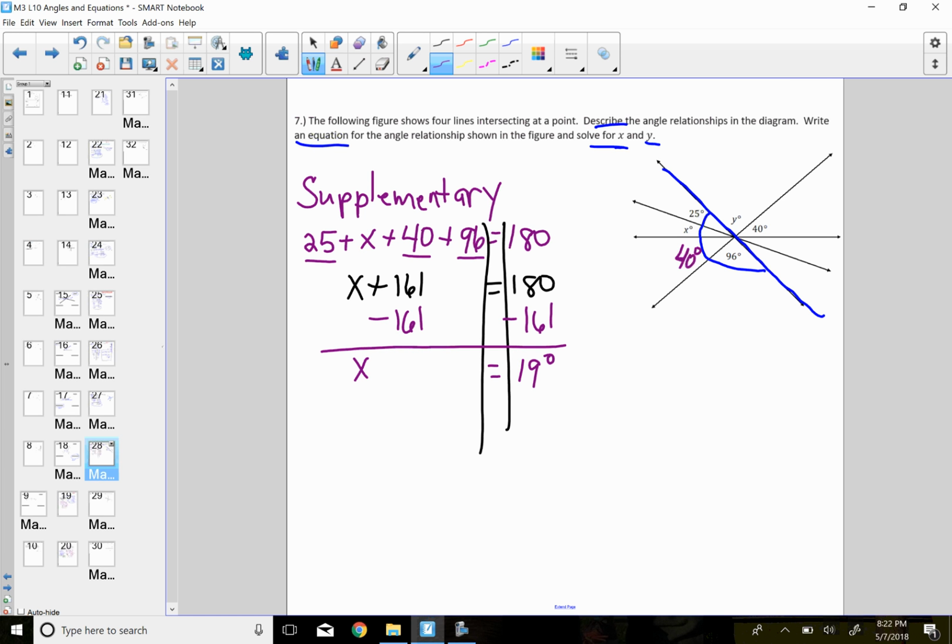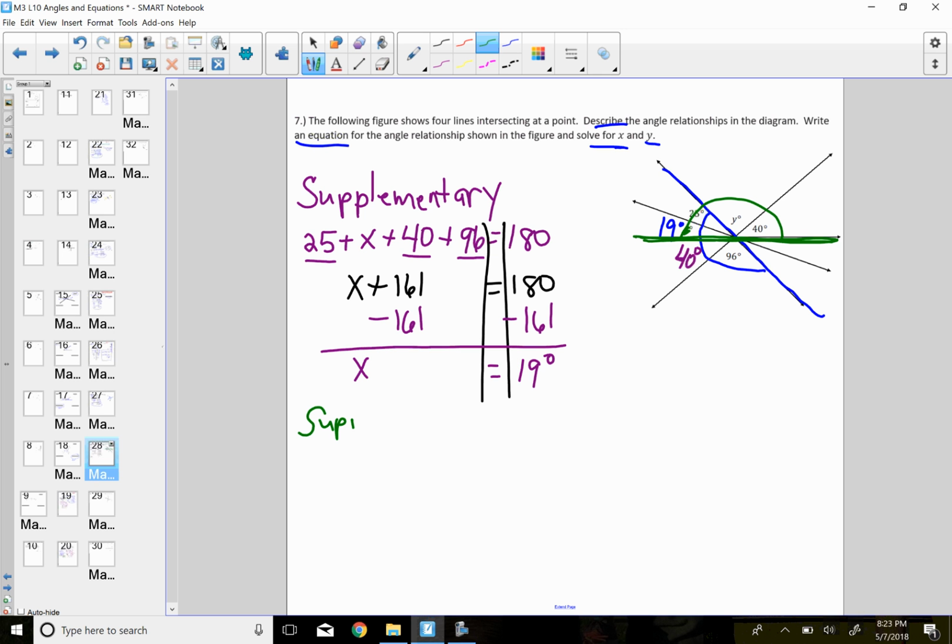So if I go back to the picture, x isn't an unknown thing now. X is going to be 19 degrees. So now that I know that, how can I use it to help me find y? Before, we couldn't use this line because we had x and y, but I don't need x anymore. I know x is 19 degrees. Can I now write an equation using those pieces? 40, y, 25, and 19. These four angles make this straight line, which is again 180 degrees.